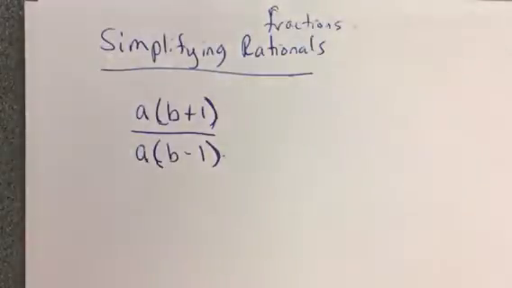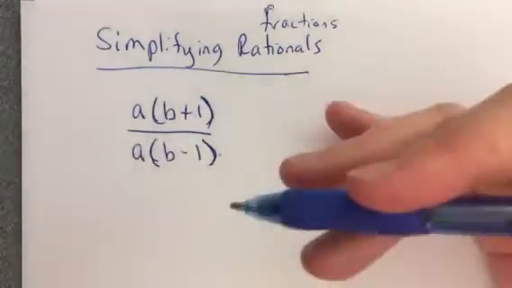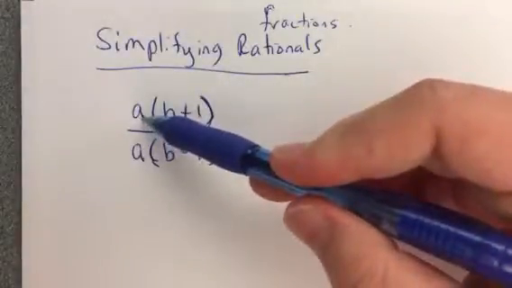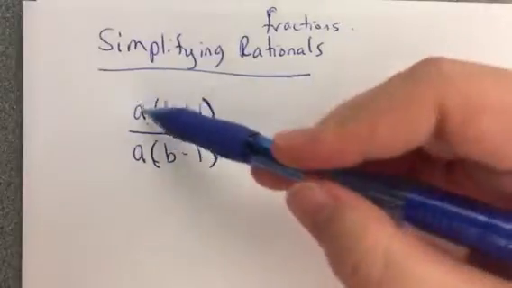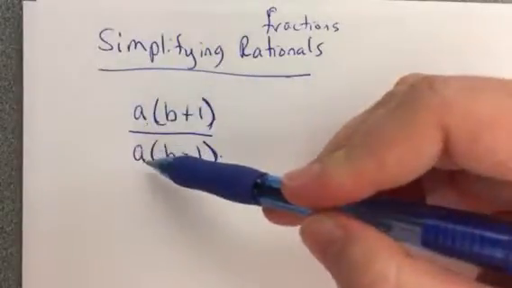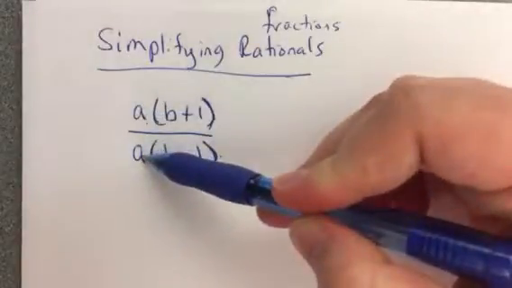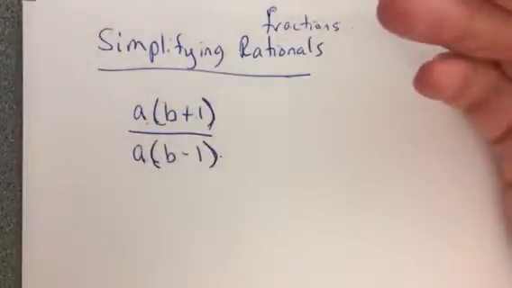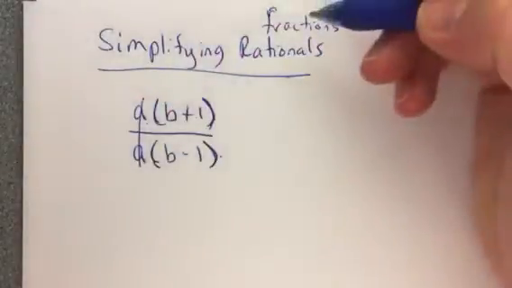All right, so when you simplify fractions or rationals, you're looking for factors that you have in common in your numerator and your denominator. In this case, we have an a in the numerator and an a in the denominator. So a divided by a is 1, which means we can cancel out the a's.